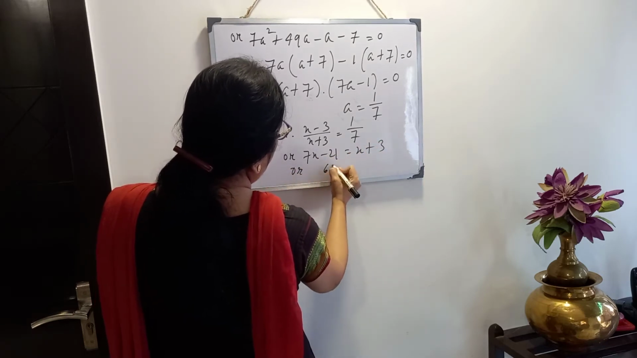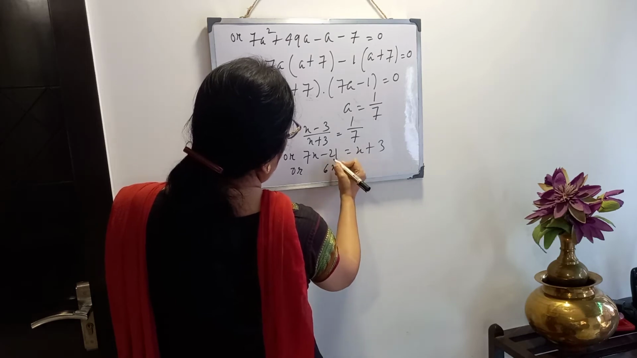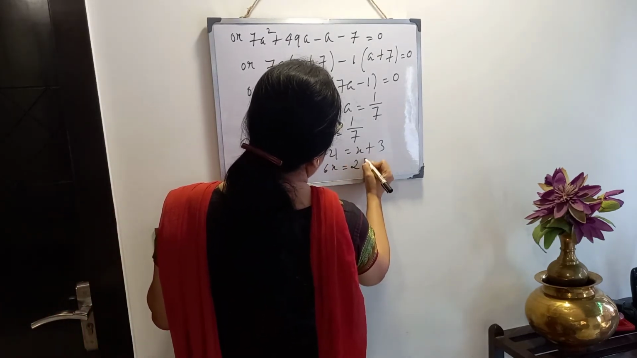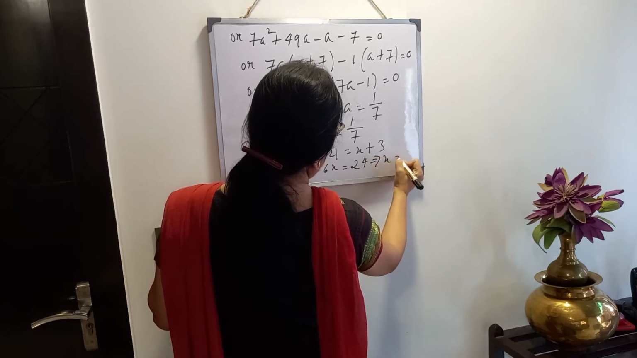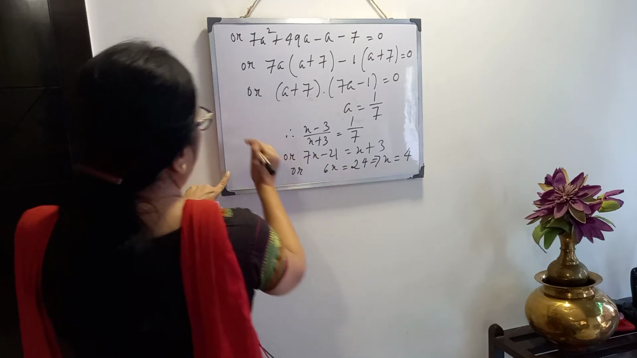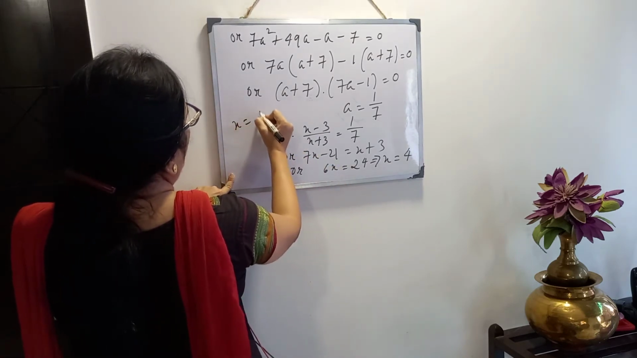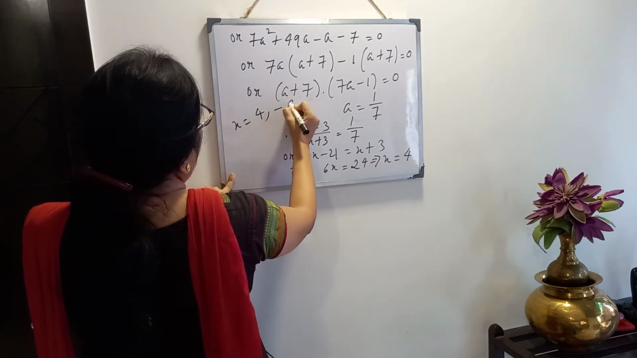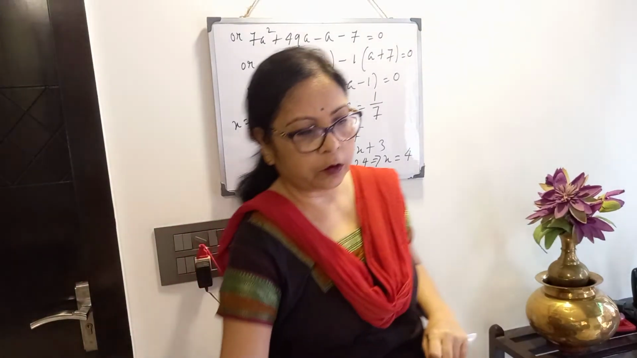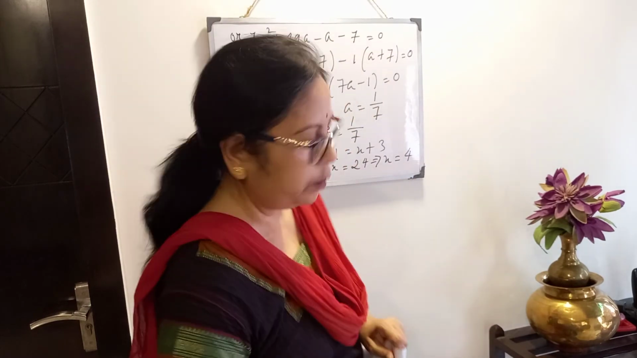Then 6x equals 21 will go that side, 24 implies x equal to 4, clear. So your answer is x equal to 4 and minus 9 by 4. These are the roots or solutions, clear.